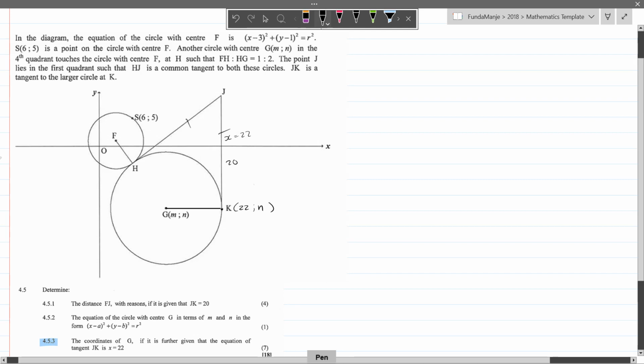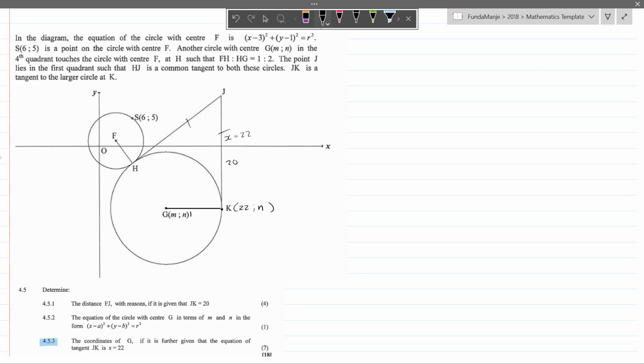Since we also know that the length of the radius of this circle is 10 units, and this is a tangent, we know that they meet perpendicularly. So from this x of 22 to that value of m, it's supposed to be 10. So m is equal to 22 minus 10, because we're moving to the left. This will give us an m value of 12.